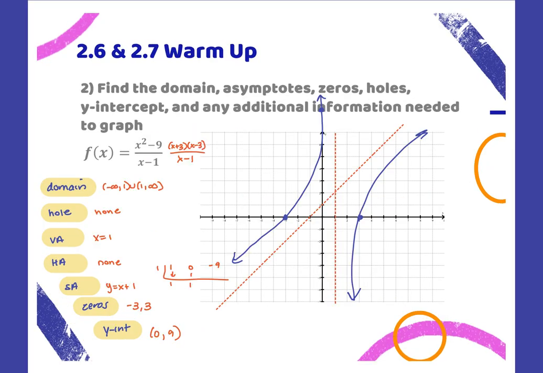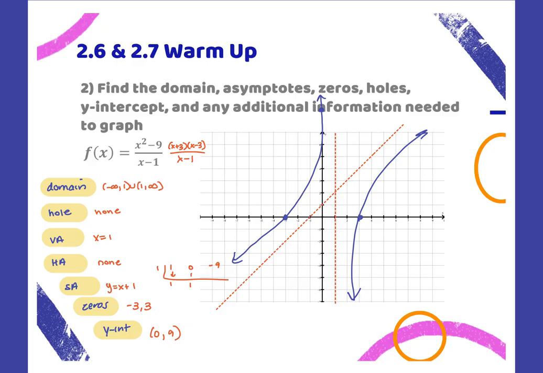Okay, so this one's 2. This time, factor the numerator; there are no factors in the denominator, but factor the numerator. Again, nothing cancels, right? Domain is negative infinity to 1, and then 1 to positive infinity. There's no hole. Your vertical asymptote is at x equals 1. There's no horizontal asymptote this time because the exponent on the top is bigger than the one on the bottom. There is a slant asymptote. If you divide it, you get y equals x plus 1.